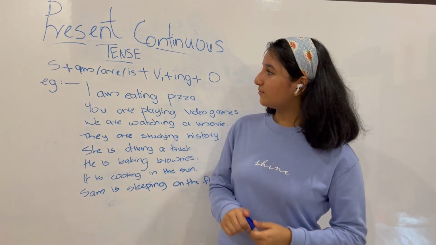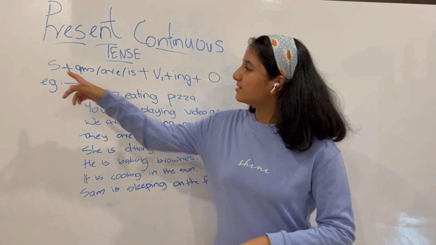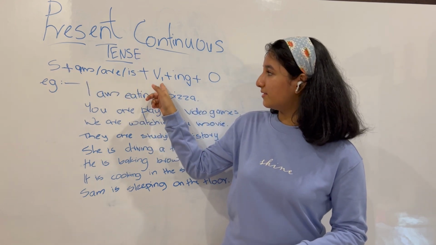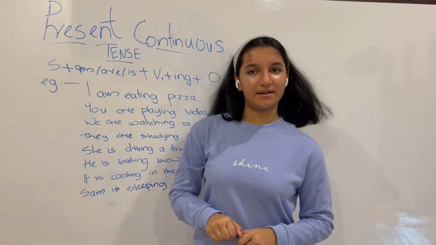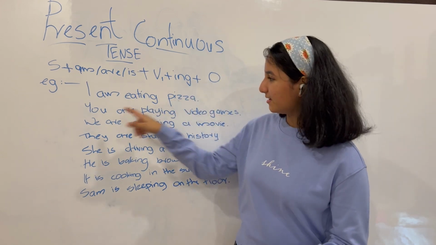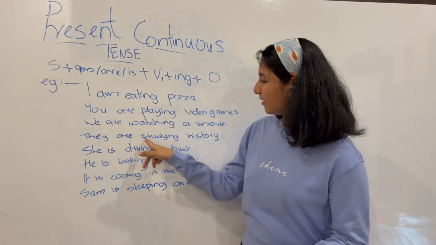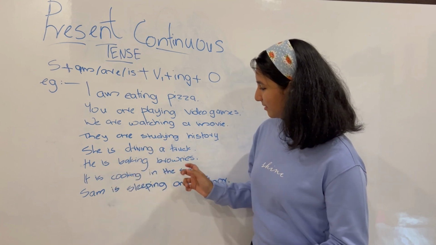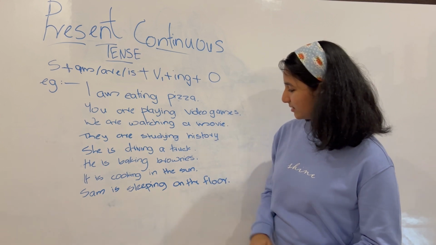So let's take a look at the format for how we create present continuous tense. We have subject plus am, are, or is, plus verb in the first form, plus ing, plus object. So let's see some examples. I am eating pizza, you are playing video games, we are watching a movie, they are studying history, she is driving a truck, he is baking brownies, it is cooking in the sun, Sam is sleeping on the floor.